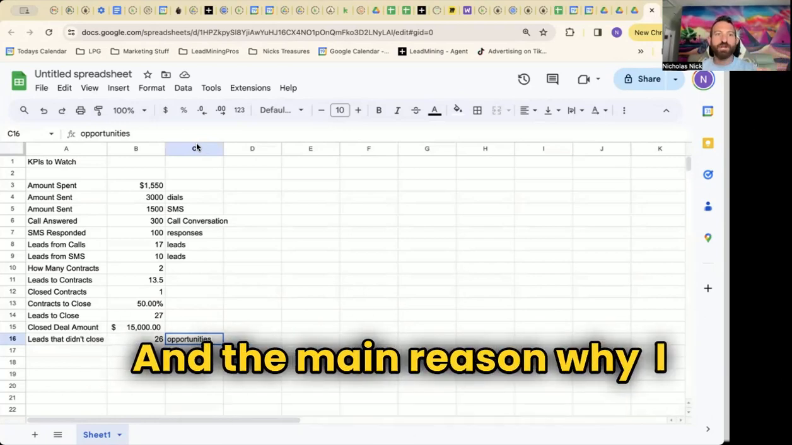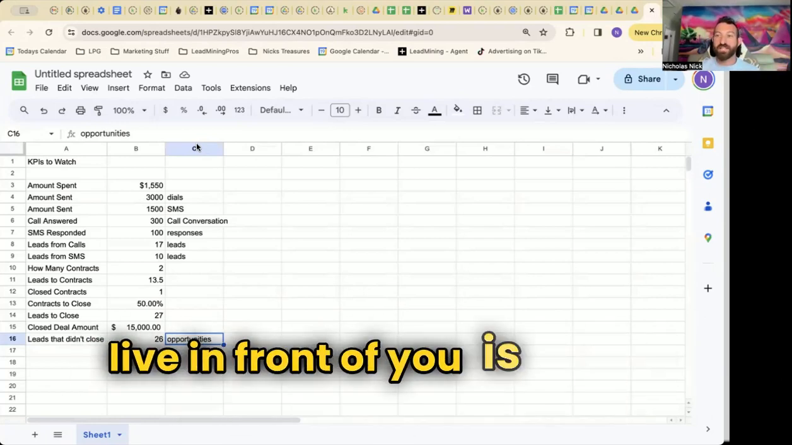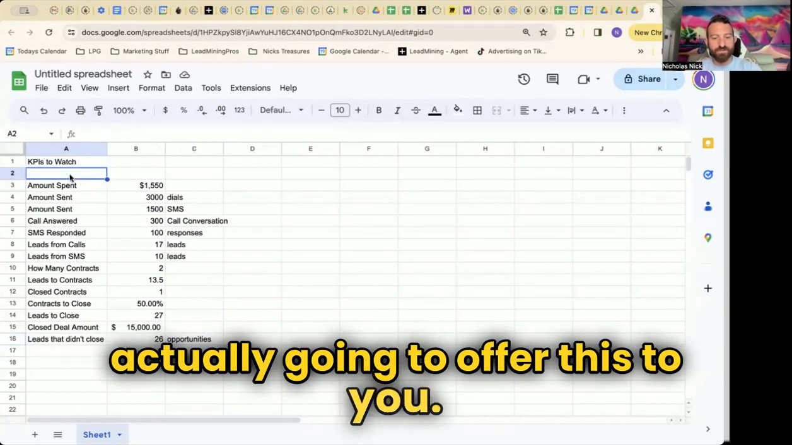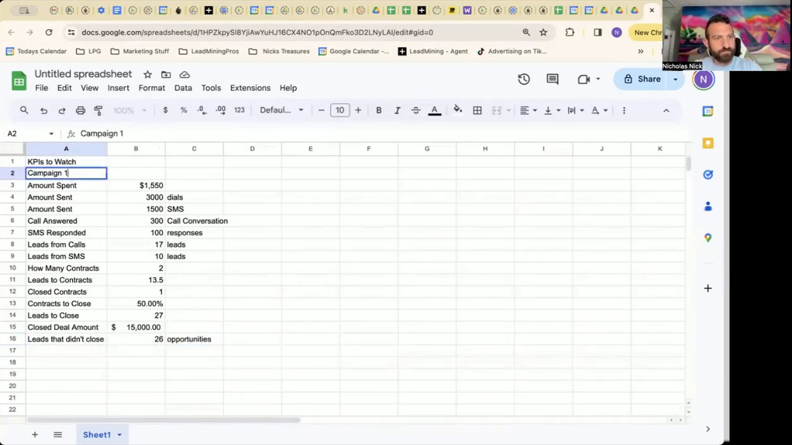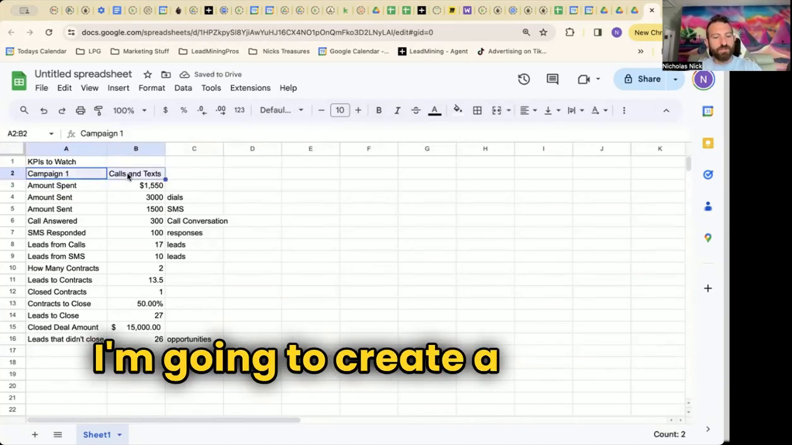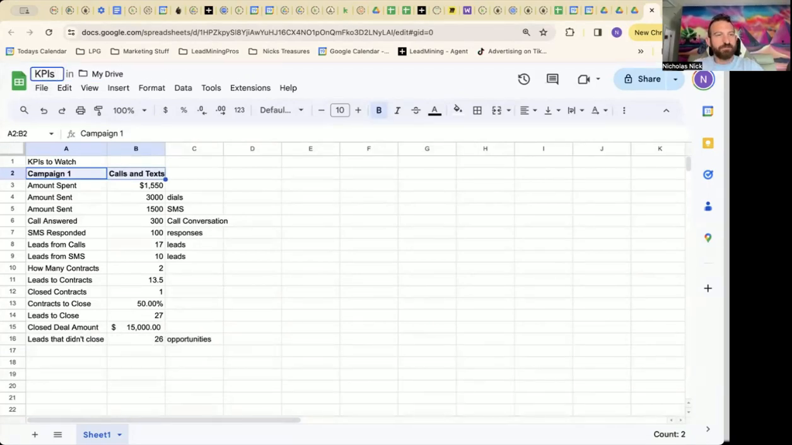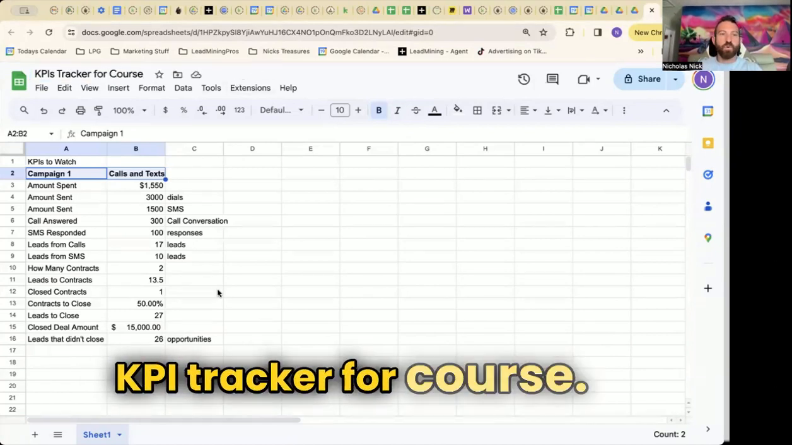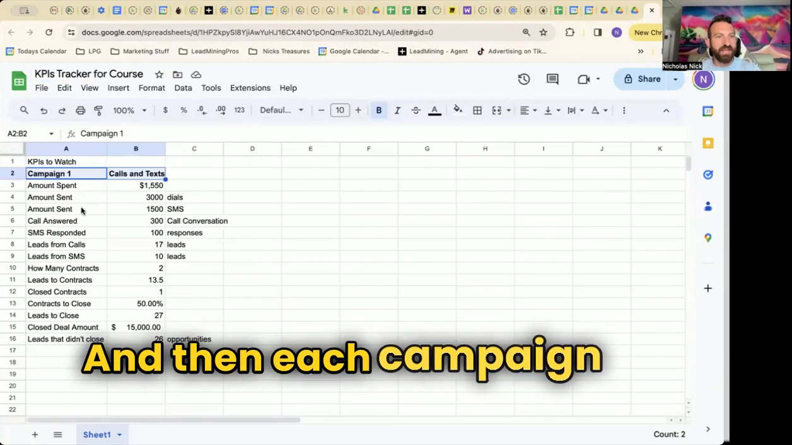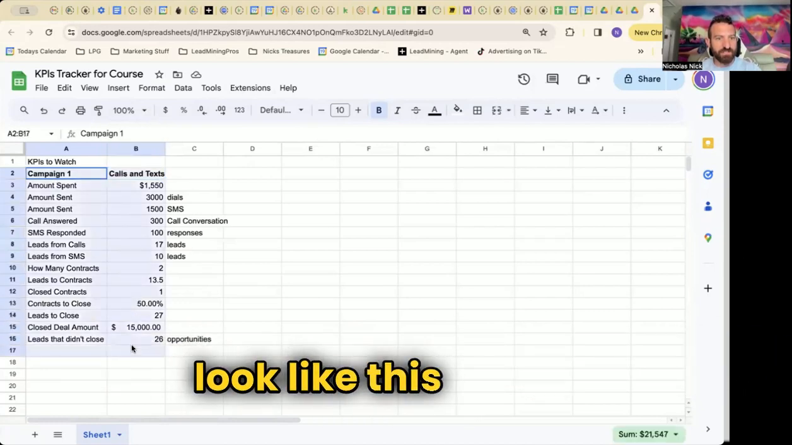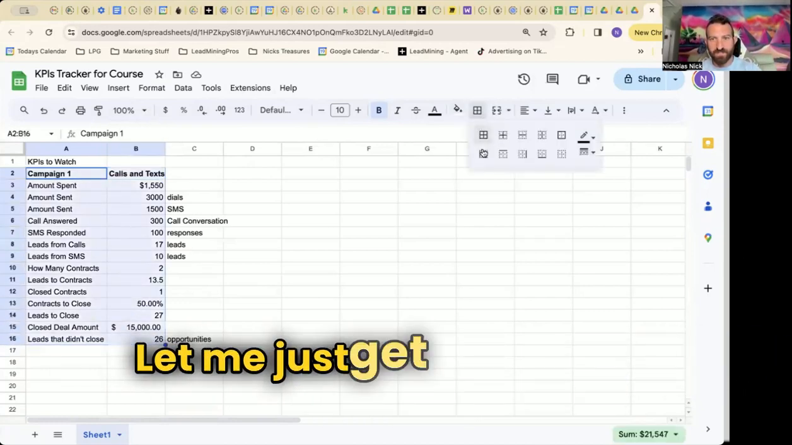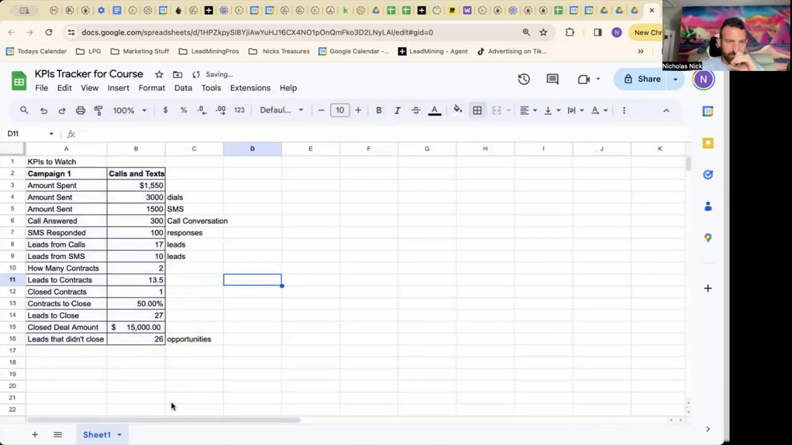The main reason I created this live in front of you is because I'm actually going to offer this to you. I'm going to create a duplicate of this, so I need to name it something I'll forget. KPI tracker for course. And then each campaign really should look like this as well. Let me just get some more formatting in here.